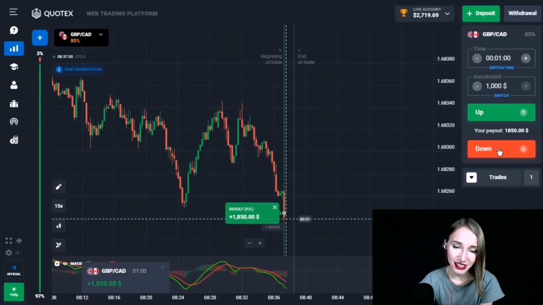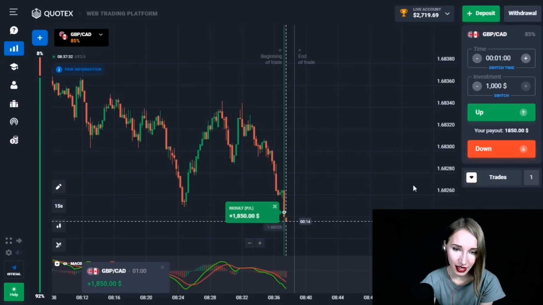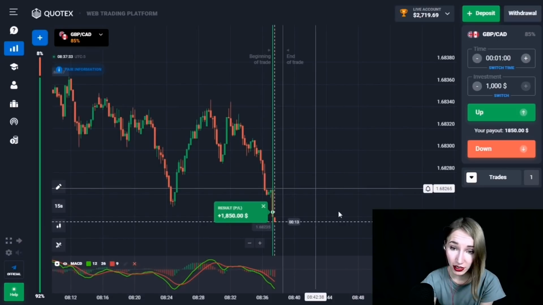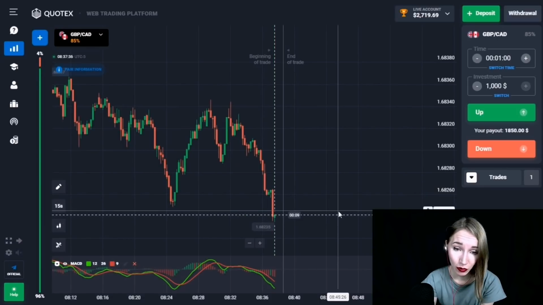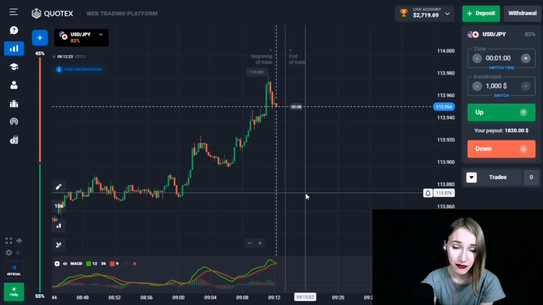Well guys, it's excellent. The downward movement continued and we have got our profit. It's very good. So 1 minute was enough here. So let's continue and consider the next situation.